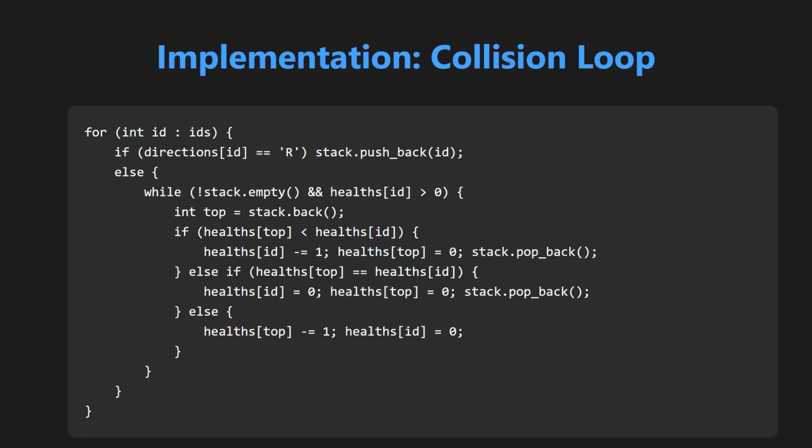If the current robot is moving left, we enter a while loop. We check collisions as long as the stack is not empty and our current robot's health is greater than 0. Inside the loop, we implement our collision logic, updating healths and popping from the stack as necessary. If our current robot survives all collisions, its updated health will remain in our array.